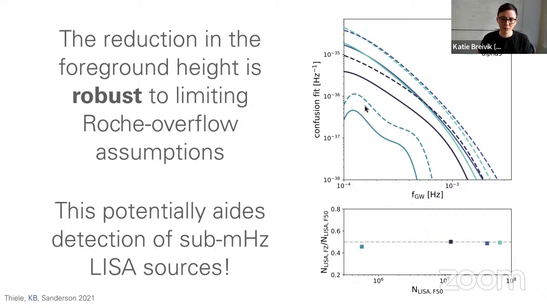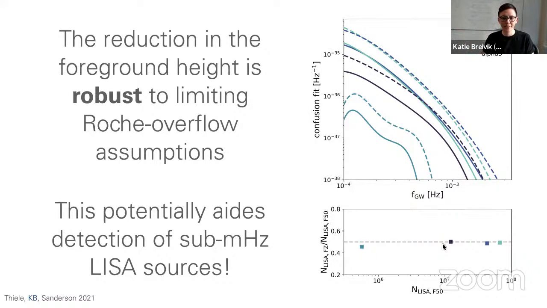Overall, if you just take the ratio of the two, even varying the size of the LISA population, the number of double white dwarfs that we predict, by 2 orders of magnitude, we find that the foreground is robustly reduced by a factor of 2. That means if you have colleagues who are making any predictions at all of sub-millihertz LISA sources, they should take whatever they're using for their simulations to predict the sensitivity, or the height of the double white dwarf foreground relative to the sensitivity of their source of interest, and they should cut the height of the foreground in half, regardless of what their assumptions are.